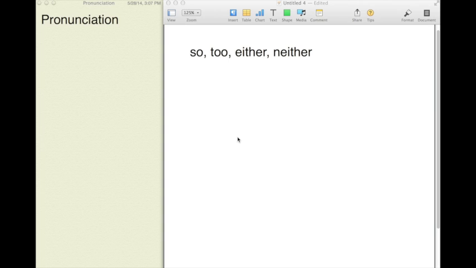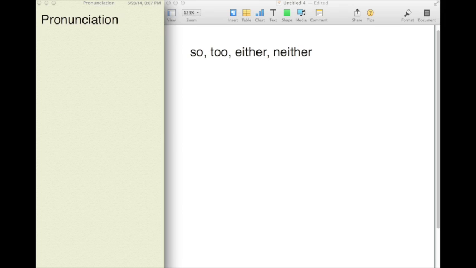All right, so today we're going to practice using so, to, either, and neither. We're going to practice using these. I'm going to tell you what they mean in different situations.